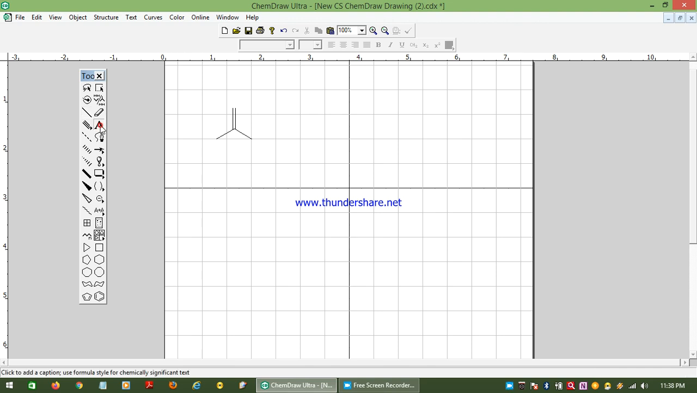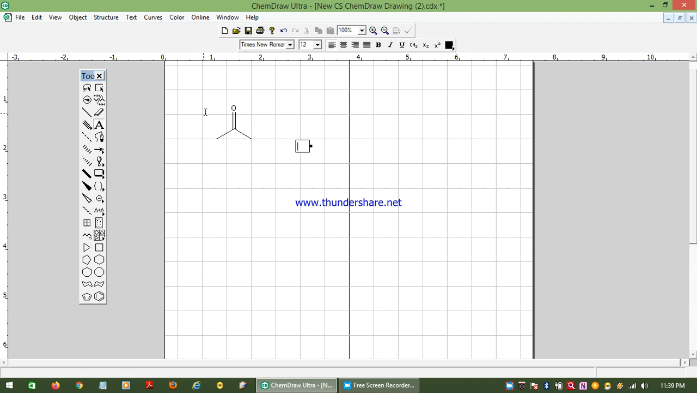To write the oxygen here, you just go to this particular A sign, which is for writing text. Again, go here and you must have a blue sign. Then click and write O. Now this is your acetone.